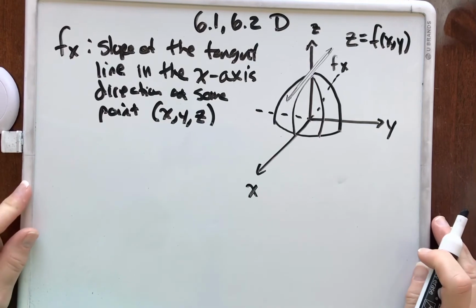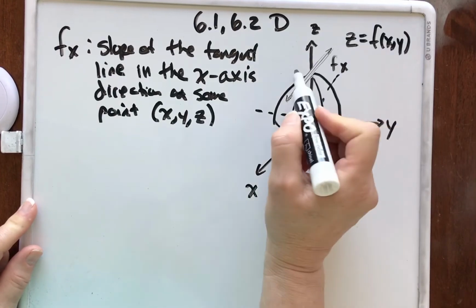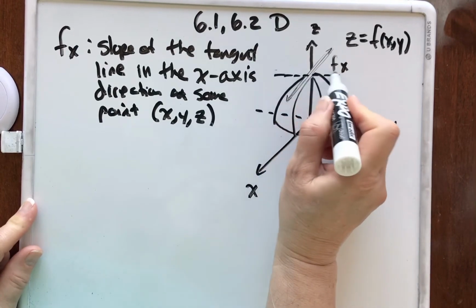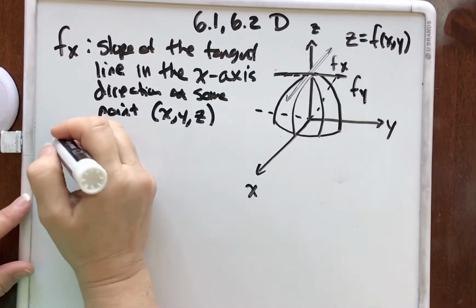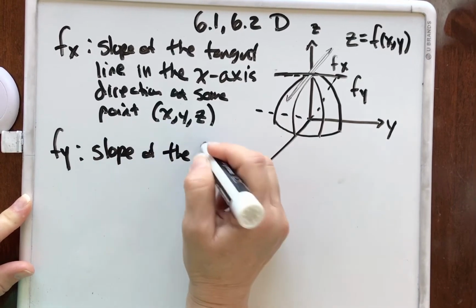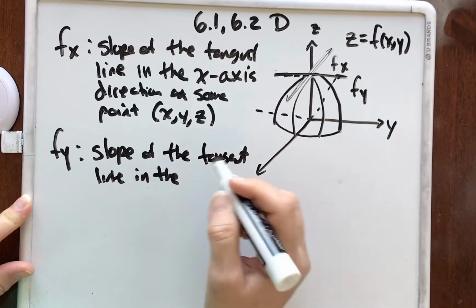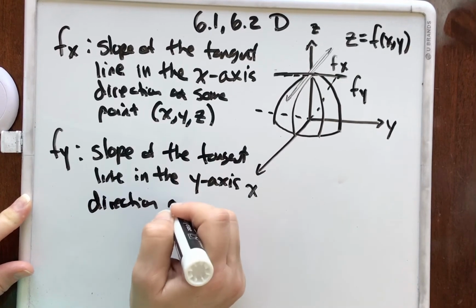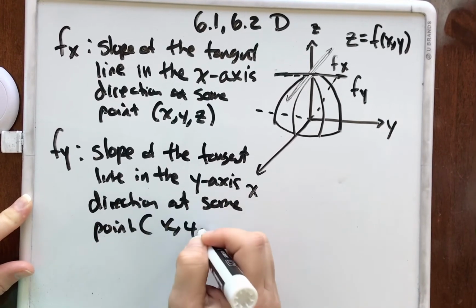Okay? Now let's do another one. Let's go this way in the y-axis direction. So we'll go ahead and find a tangent line to this curve. There we go. And this is Fy. All right? And Fy is the slope of the tangent line in the y-axis direction at some point x, y, z.